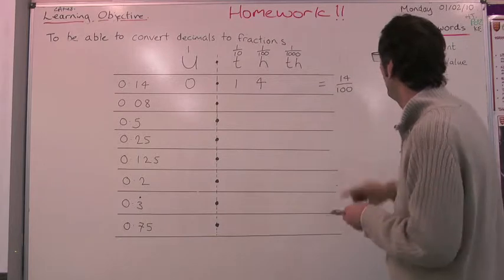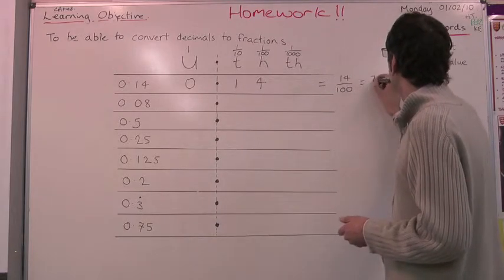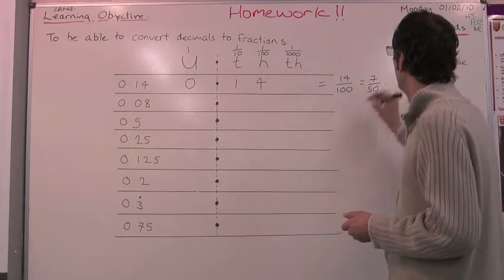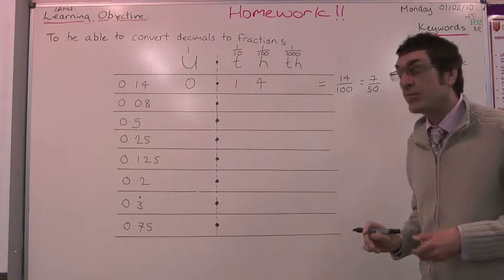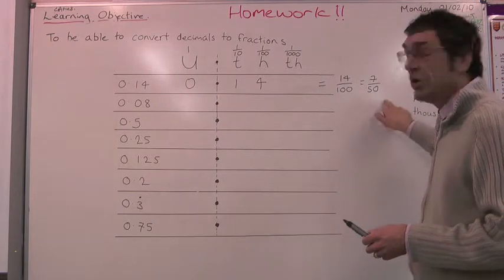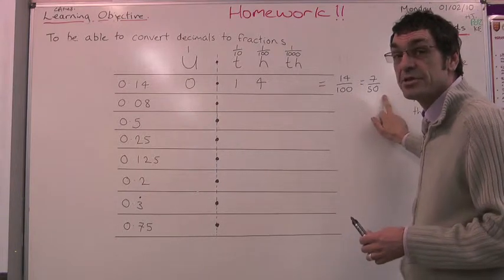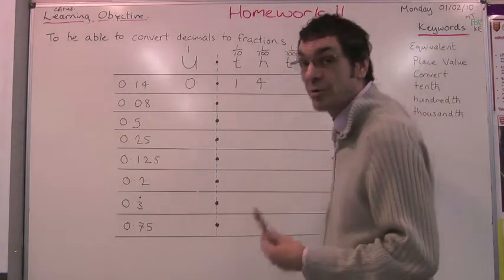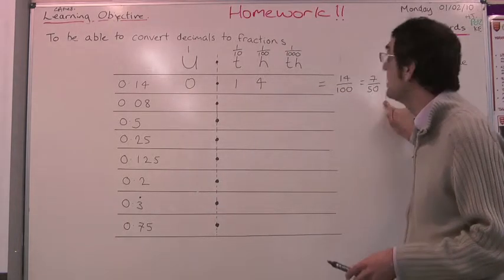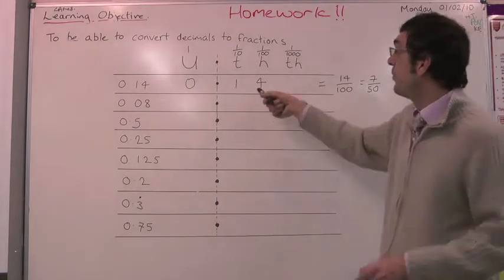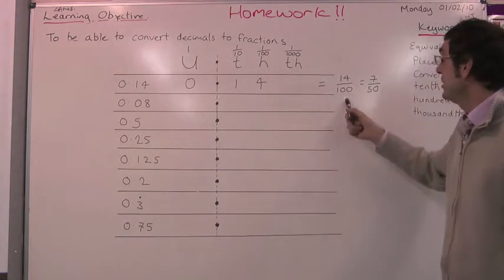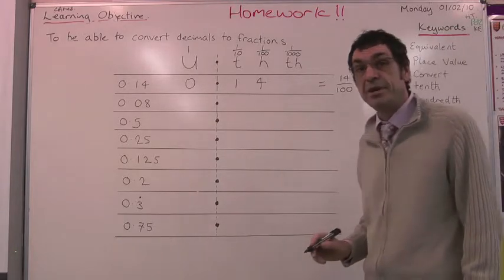So I'm going to divide top and bottom by 2. That gives us 7 over 50. Okay? You'll gain marks in exams if you get in the habit of simplifying these things, because quite often it will say write in its simplest form. You'll never lose marks for doing it. It's just a good habit to get into. So 0.14 as a fraction is 14 over 100, which simplifies to 7 over 50.